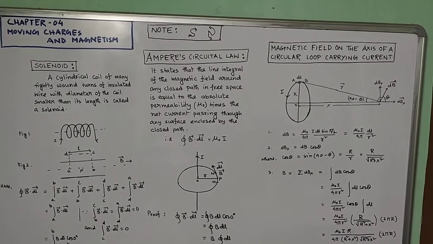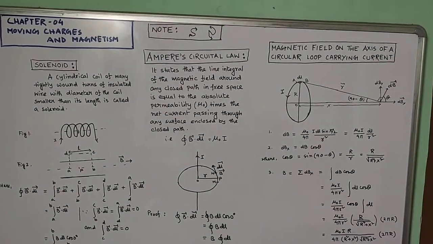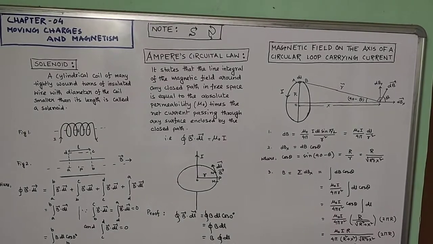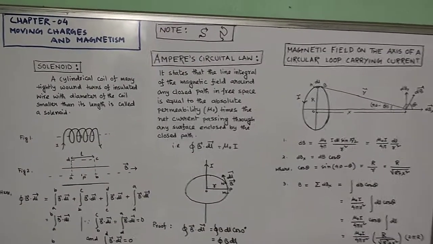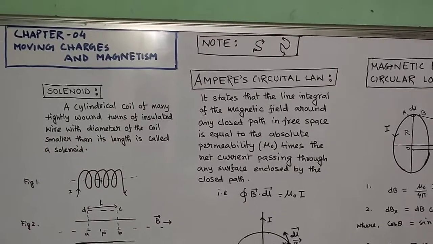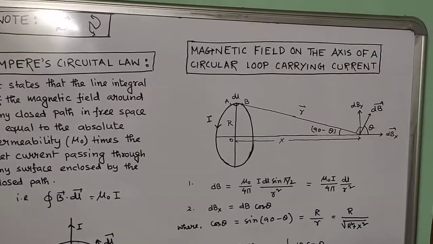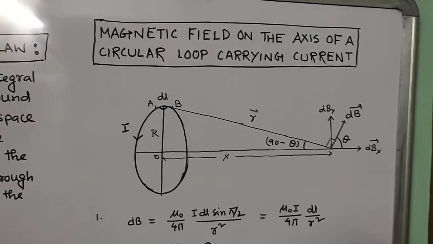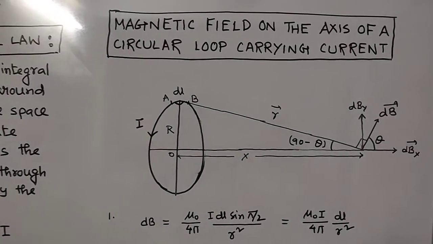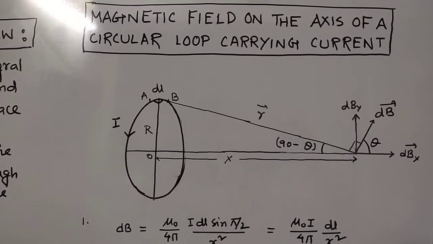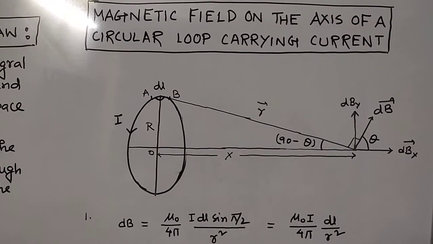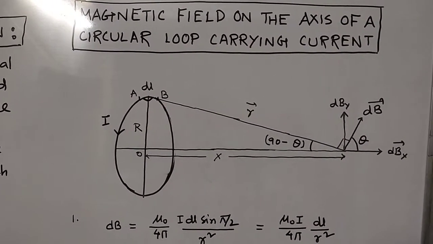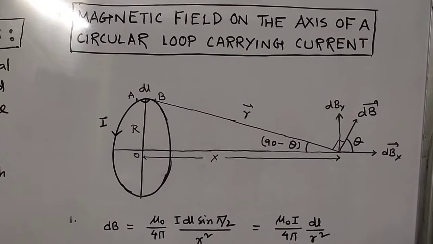Good morning students. Today we are going to discuss a few topics from chapter 4, and chapter 4 is your moving charges and magnetism. Now the first topic which we are going to discuss is your magnetic field on the axis of a circular loop carrying current. Now you see this is your circular loop through which the current is flowing, and the direction of current we have specified with the symbol capital I.